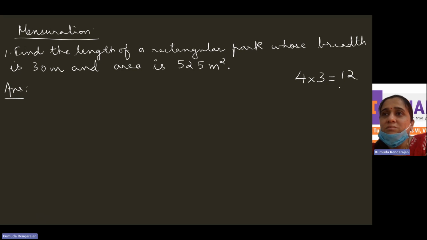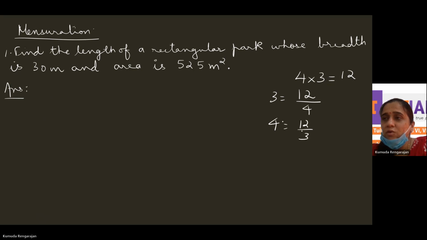All right. Now let's write some division facts based on this multiplication fact. 4 into 3 is equal to 12 is a multiplication fact. The two division facts can be 12 divided by 4 is equal to 3, or 12 divided by 3 is equal to 4, correct? See, this is a multiplication fact. The two division facts are 3 can be written as 12 divided by 4, or 4 can be written as 12 divided by 3, correct?